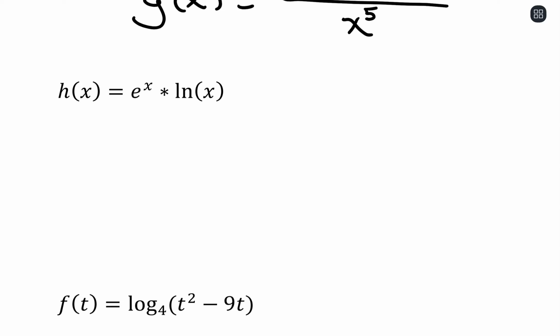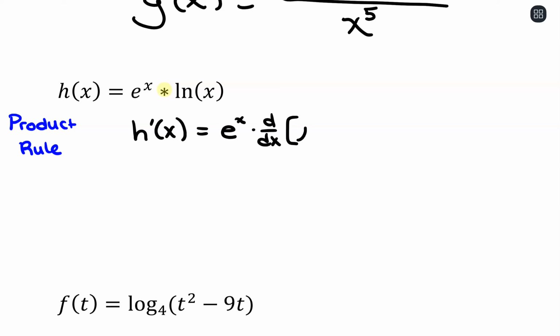All right, this one's going to use the product rule since we are multiplying. So I'm just going to make a note that this is the product rule. So h prime of x is equal to, we're going to go first times the derivative of the second plus second times derivative of the first.